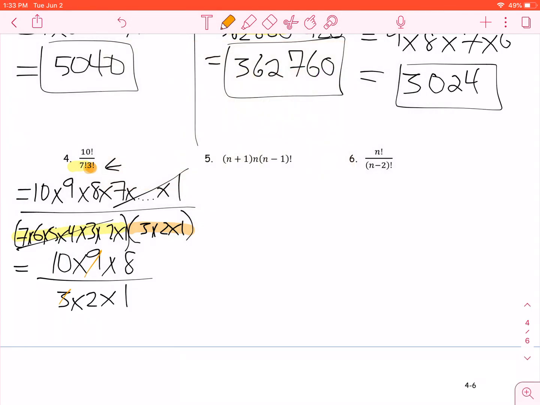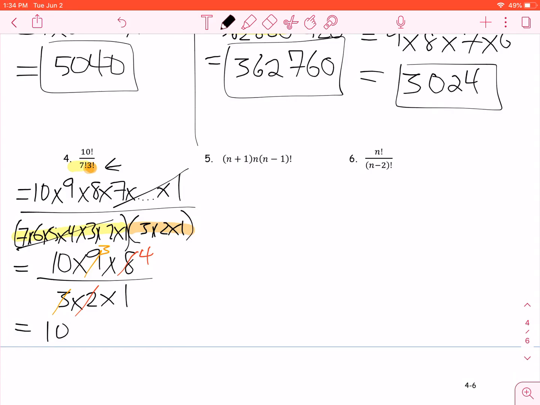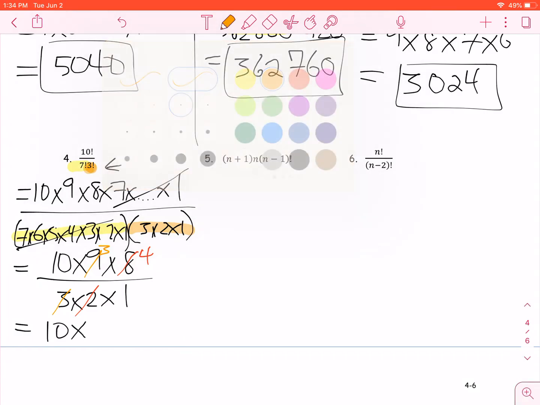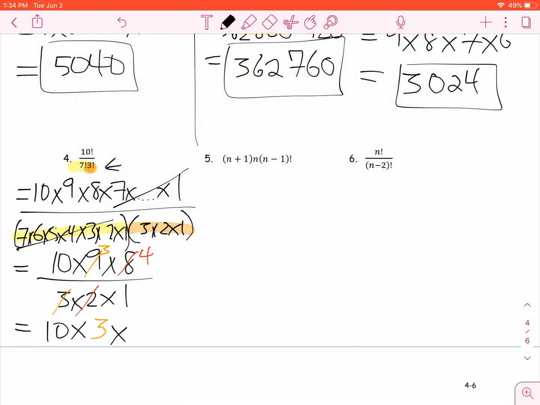So I know 9 over 3 is 3. I know 8 over 2 is 4. So what I really have left is 10 times, I'll use the colors that I had, 3 times 4. Okay, over a denominator of 1, which is like any whole number. And yeah, in total we should get 120.